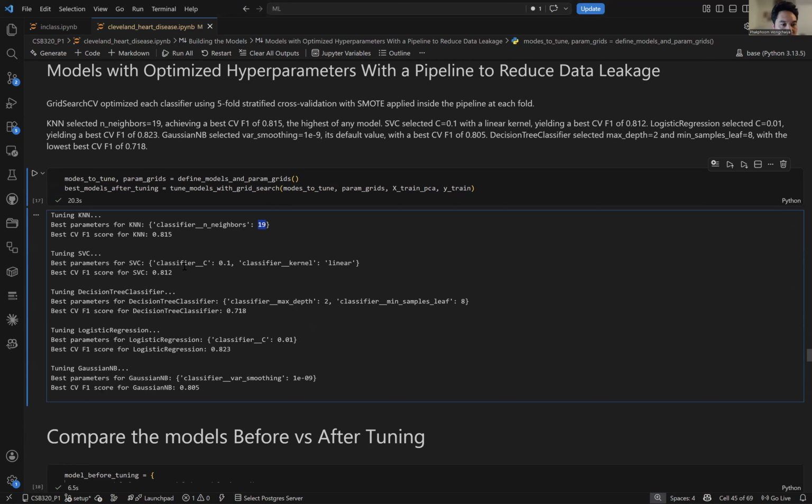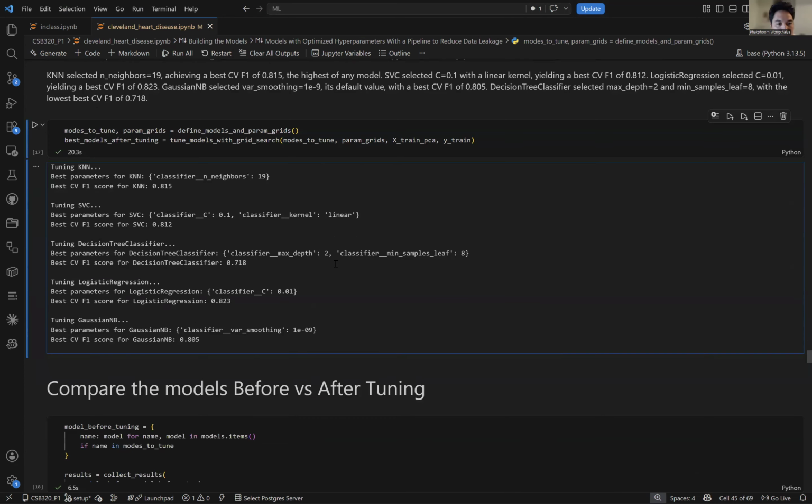And SVC has classifiers of a C value of 0.1. That means it's pretty strict, and a linear kernel. So I thought it would have picked something like RBF, but yeah, linear. I'm very surprised with that.